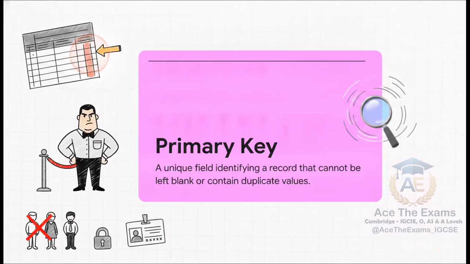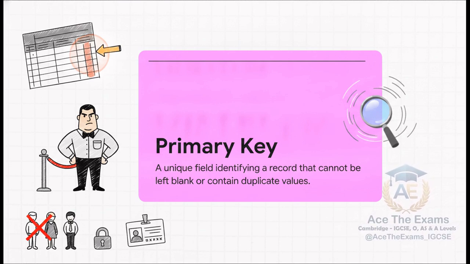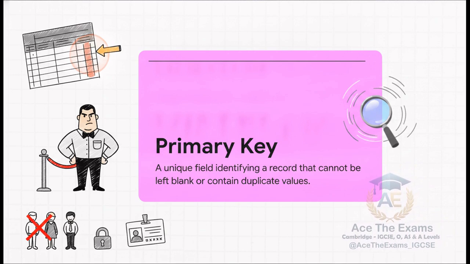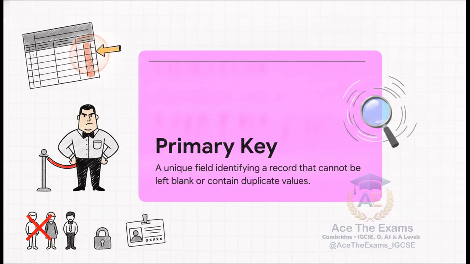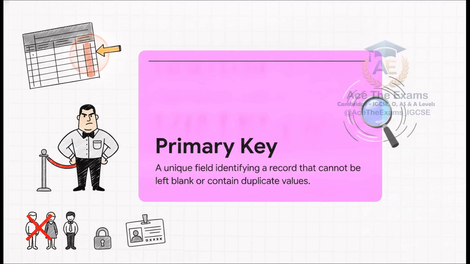Now, here's the absolute most crucial part. Every single table needs a bouncer. We call this the primary key. A primary key is a designated field that ensures no two records are exactly alike, guaranteeing that everyone in the system is uniquely identifiable. For instance, two students might share the exact same first and last name, right? But their student ID will always be different. A primary key is strictly regulated. It cannot ever contain duplicate values, and you literally cannot leave it blank.